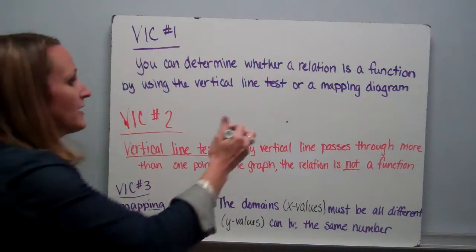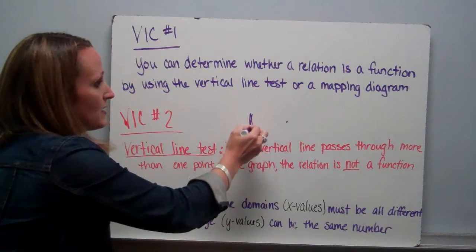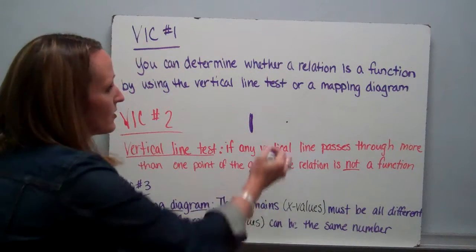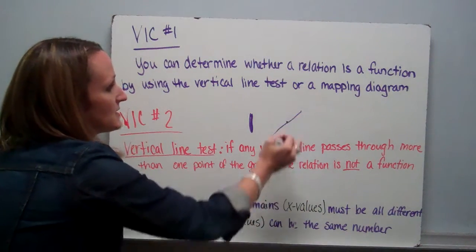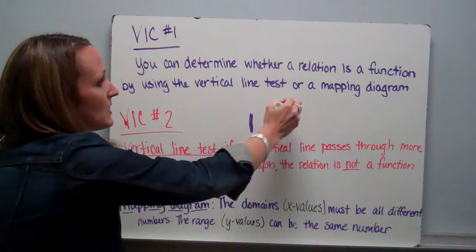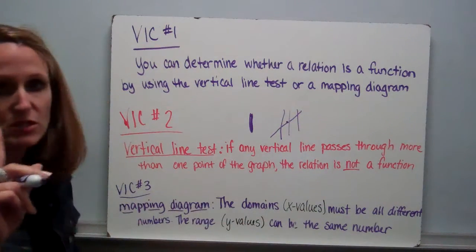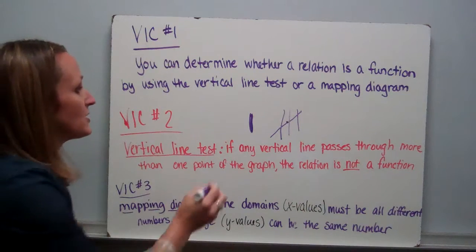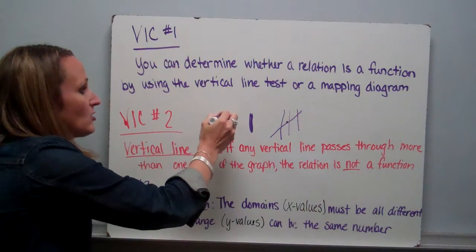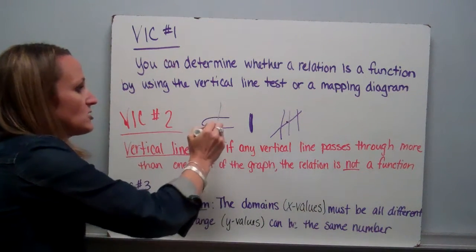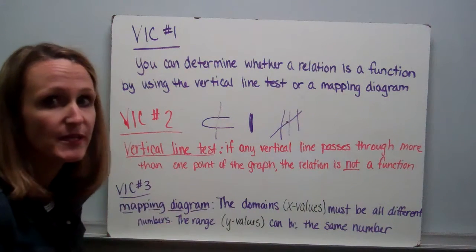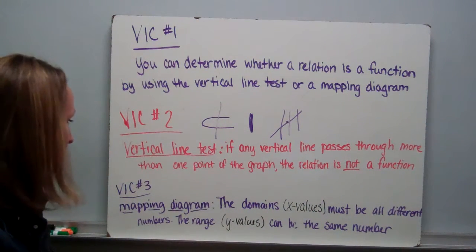And by vertical line, I literally mean drawing a line through a graph. So if our graph looks like this, I can draw a vertical line at any point. It only touches in one place, so therefore it is a function. But if our graph looked like this, if I draw my vertical line down, it touches in two places, and therefore it's not a function.